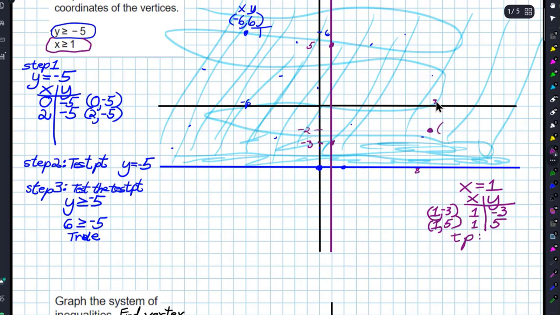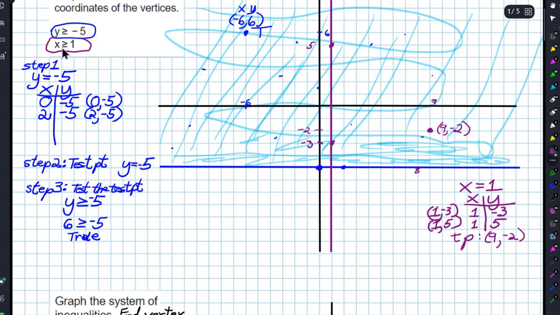This is not a 7, it looks like it. This is a 9. And this is a -2. Ha! Okay, here we go. 9, -2. That's my test point. And now I test my test point.